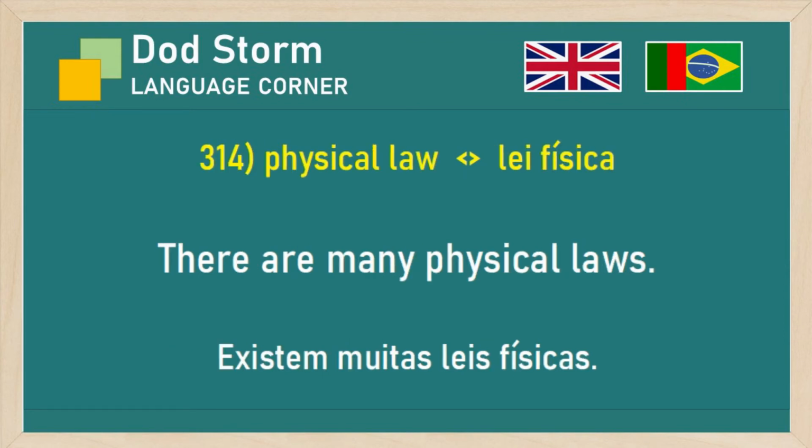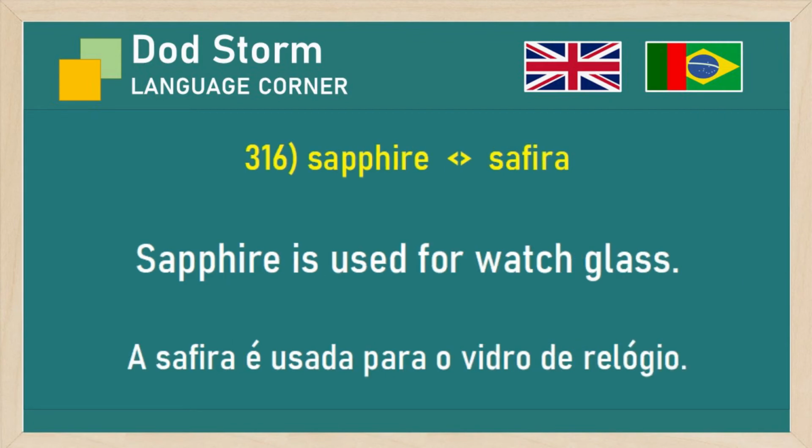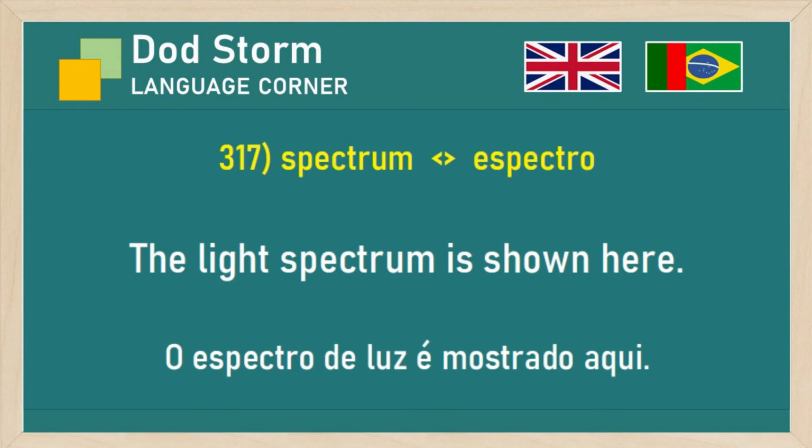There are many physical laws. The physicist received the Nobel Prize. Sapphire is used for watch glass. The light spectrum is shown here.